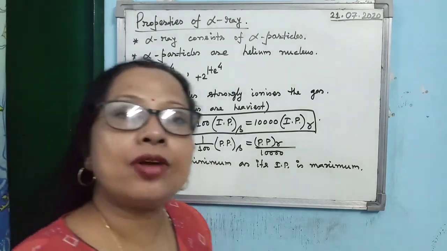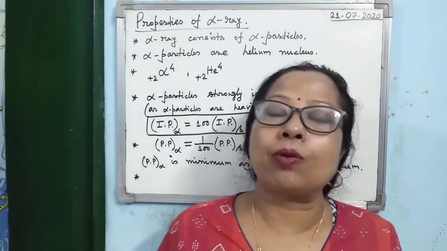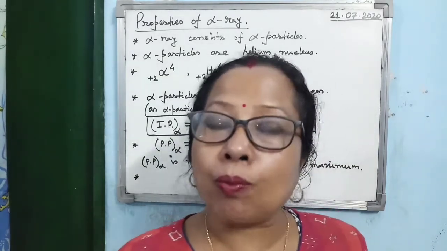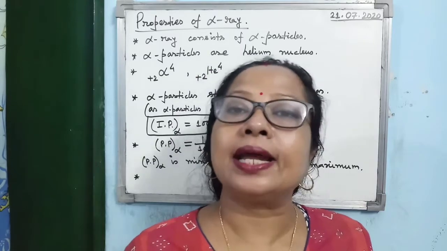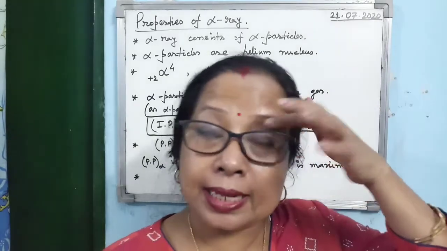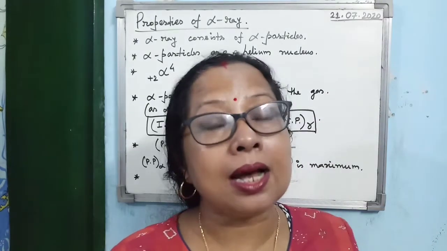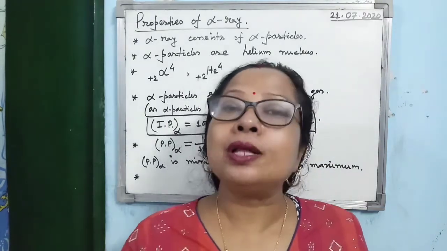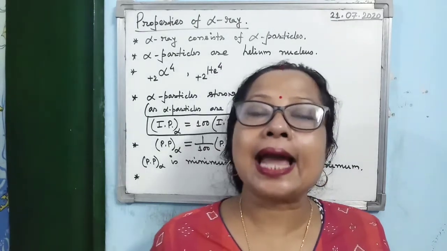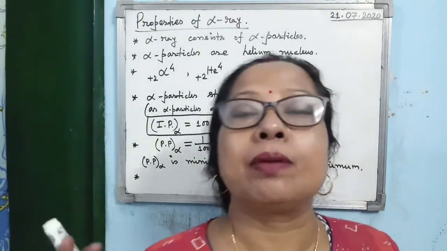Then the next point, third point, PP I have written, it means penetrating power. Penetrating power and ionization power, they are interrelated. Penetrating power means how much the particle or the radiation can penetrate inside a medium or inside a gas, that is known as the penetrating power. Now the particles which have more ionization power cannot penetrate deep inside the medium.